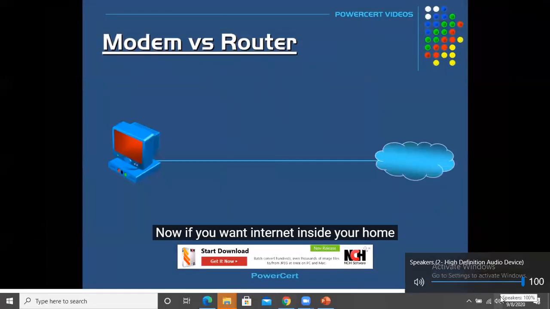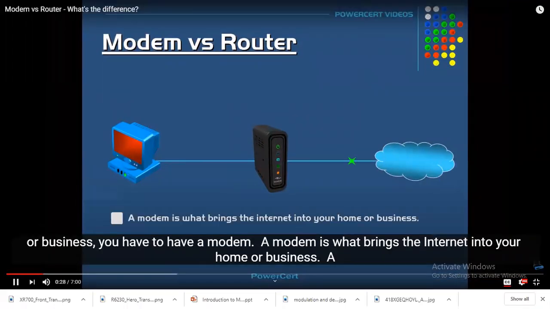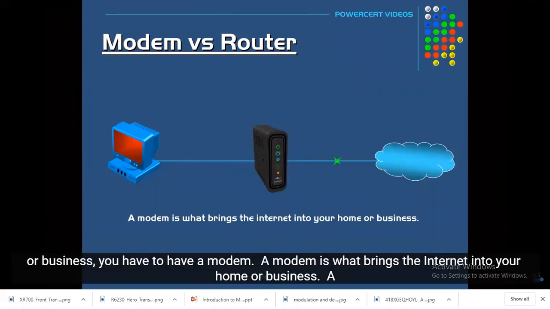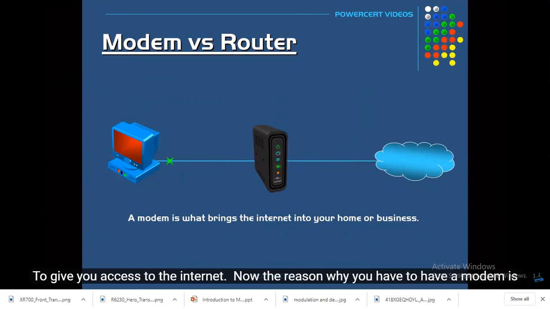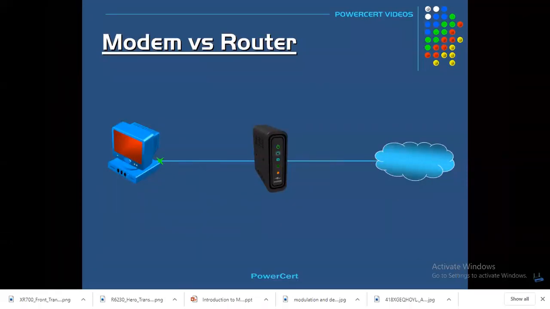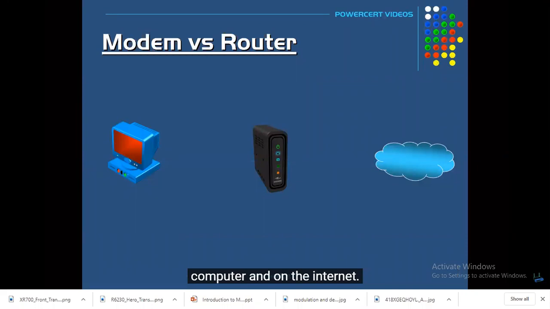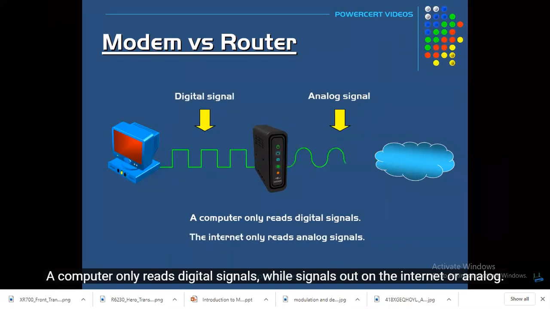Now, if you want internet inside your home or business, you have to have a modem. A modem is what brings the internet into your home or business. A modem establishes and maintains a dedicated connection to your internet service provider to give you access to the internet. Now, the reason why you have to have a modem is because of the two different types of signals that are used on a computer and on the internet. A computer only reads digital signals, while signals out on the internet are analog.